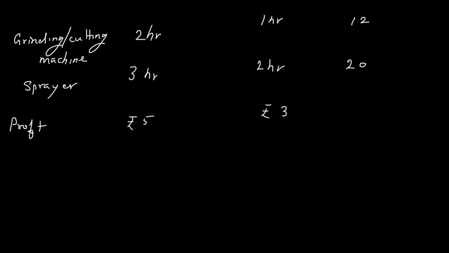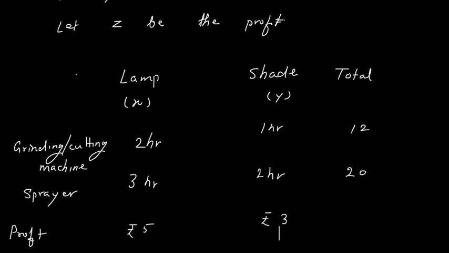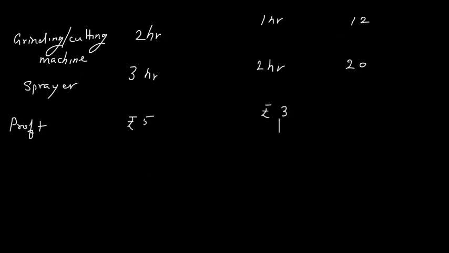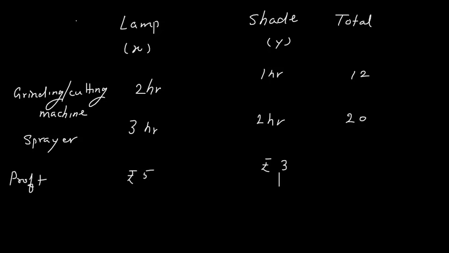We have to check how many lamps and how many shades he should make in a day to get the maximum profit. So here our mathematical formulation is, we have to maximize Z equals 5x plus 3y. Now you understand how to formulate.